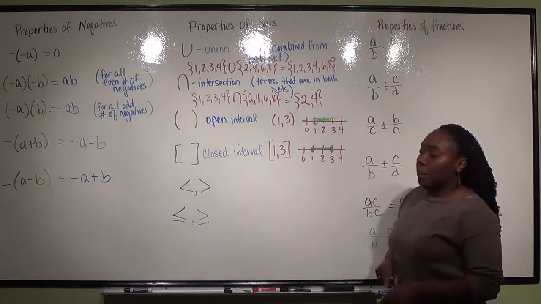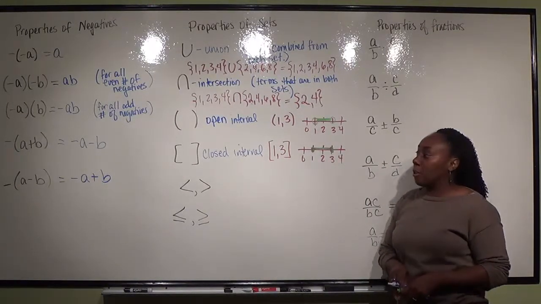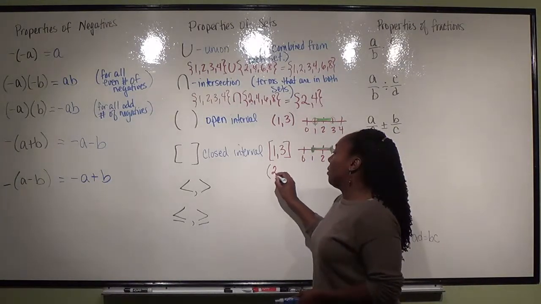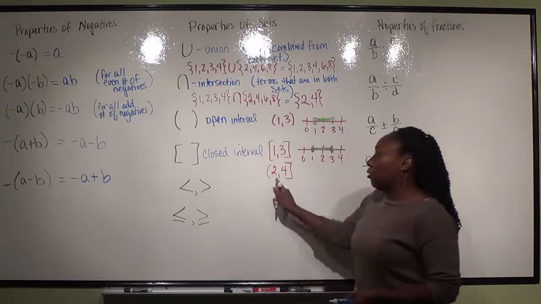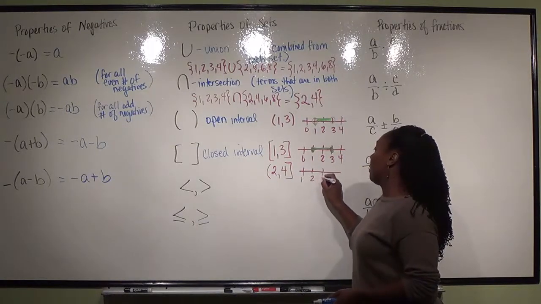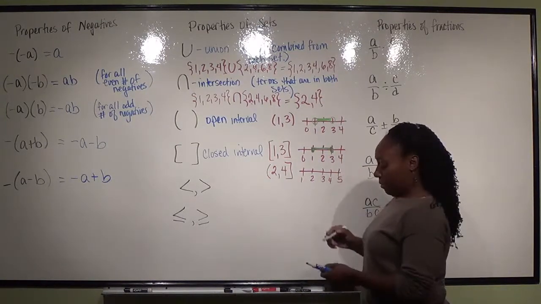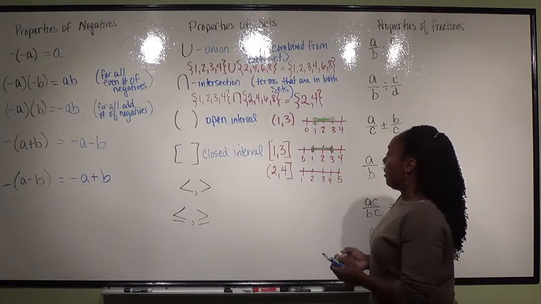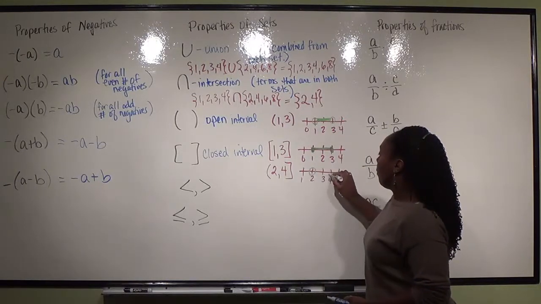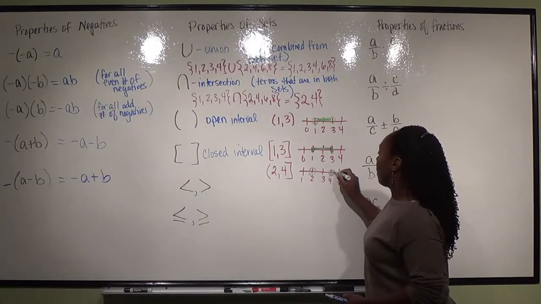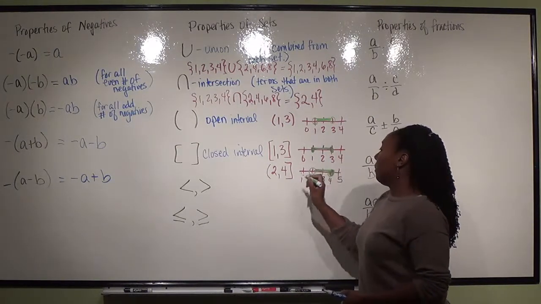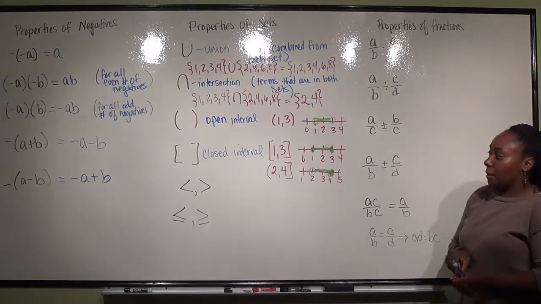And again, we can have combinations of these. So we could have a half closed or a half open interval. For example, if I had something like 2 to 4, where 2 is not included, but 4 is, we can see here, for the 2, because I'm not including it, I want to have an open circle. For the 4, because it's included, I'm going to color that in. And then, again, it's going to be everything between them.